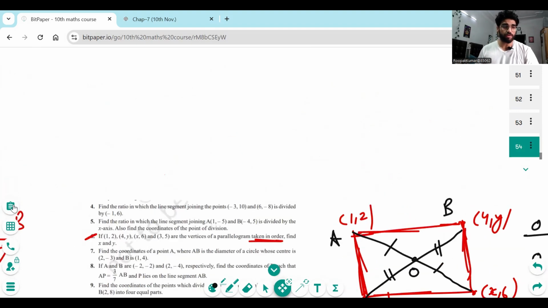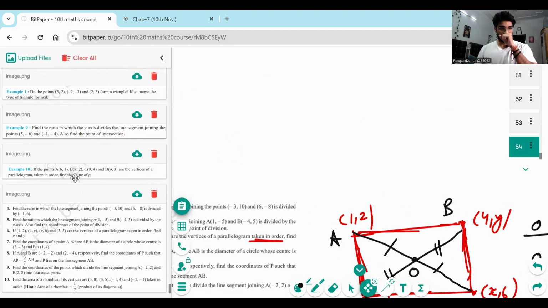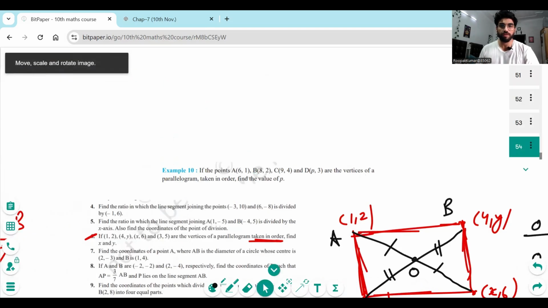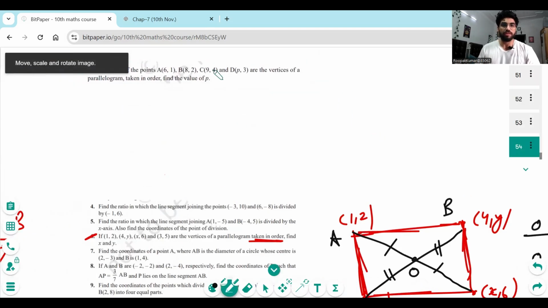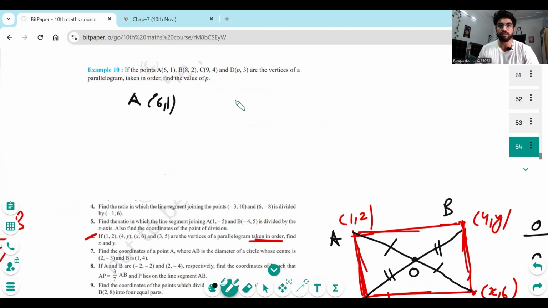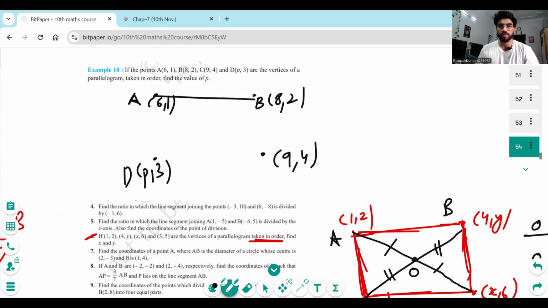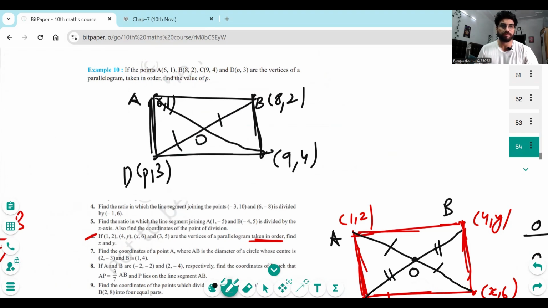There is one example also, something like that. In this example, as you can see, these are the vertices of a parallelogram taken in order. Find the value of p. Again, there are 4 vertices taken in order, and D is (p, 3). So this is some kind of a parallelogram. Draw it properly, not like me. Okay. So the diagonals bisect each other like that.